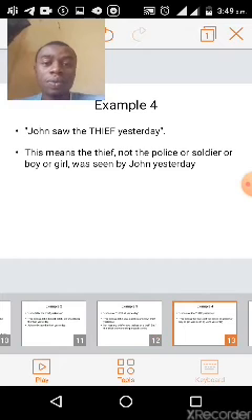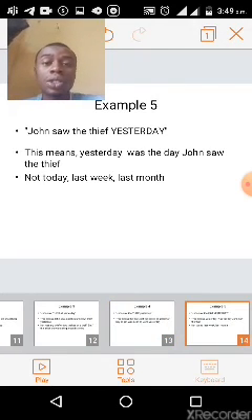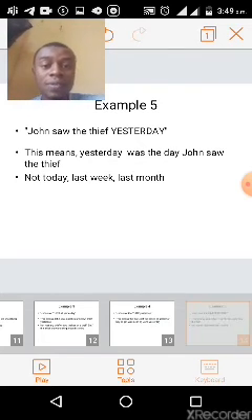Now we have example 4 here. John saw the THIEF yesterday. Here, the person who is seen is being emphasized, is being stressed, the thief. And we have the last one. John saw the thief YESTERDAY. Yesterday shows us that the particular day John saw the thief was yesterday, not last week. The attention is on the day the thief was seen.